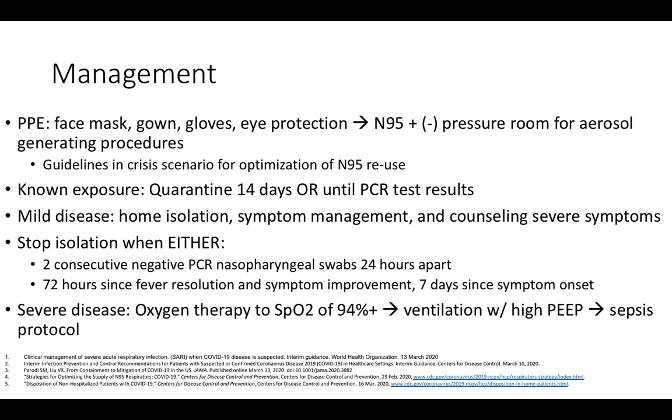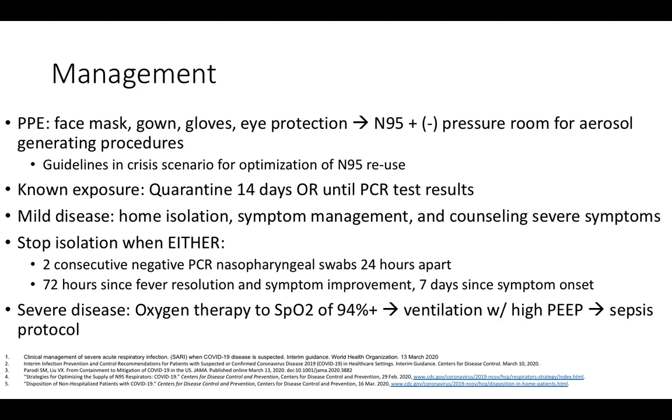In terms of management, for patients who have known exposures, the recommendation is home quarantine for 14 days to make sure that they don't show symptoms, or until the PCR tests come back negative. If somebody has a mild case or mild disease, the recommendation is home isolation with or without PCR testing. If anyone's showing symptoms, the recommendation is that you home isolate, manage your symptoms, and then counsel for severe symptoms that will warrant hospitalization, as we had mentioned before.